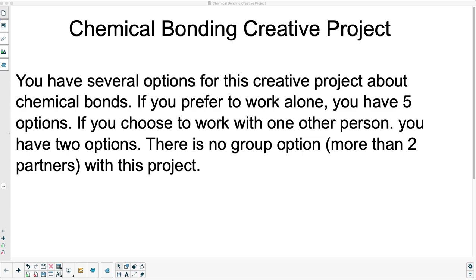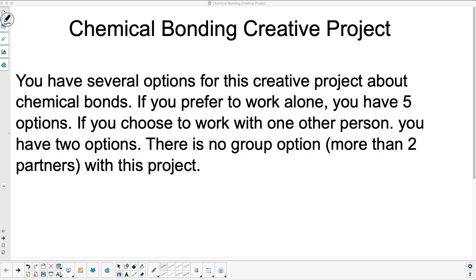This is about the chemical bonding creative project. I've talked about this before in class, but in case you're an online student, I want to make sure everybody is on the same page. This is worth 20 points as an assessment, a 20-point test. It doesn't sound like a lot, but we mostly do smaller quizzes here, so this is actually worth a decent amount of your grade. So let's talk about what this is.